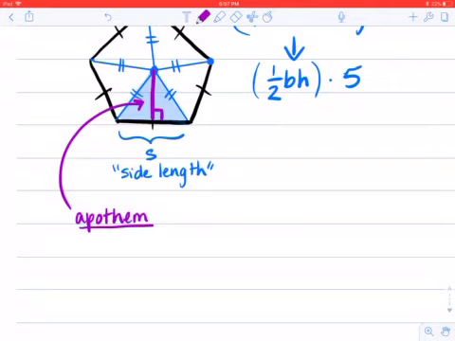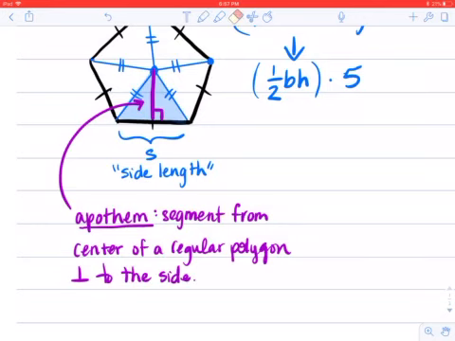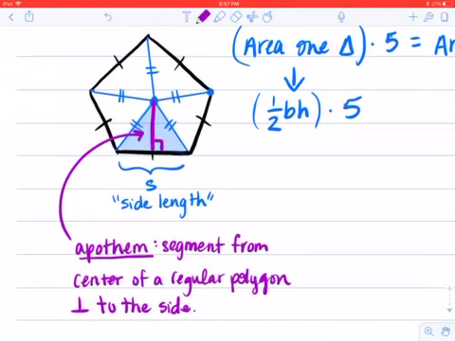Okay, so what that is, it's a segment. Let's write this down. Segment from the center of a regular polygon that goes perpendicular to the side. Okay, that's 1, 2, okay. All right, so that's apothem. So we're going to call that, guess what? A. A for apothem. So I'm going to go back to my formula here, and I'm going to plug that in.